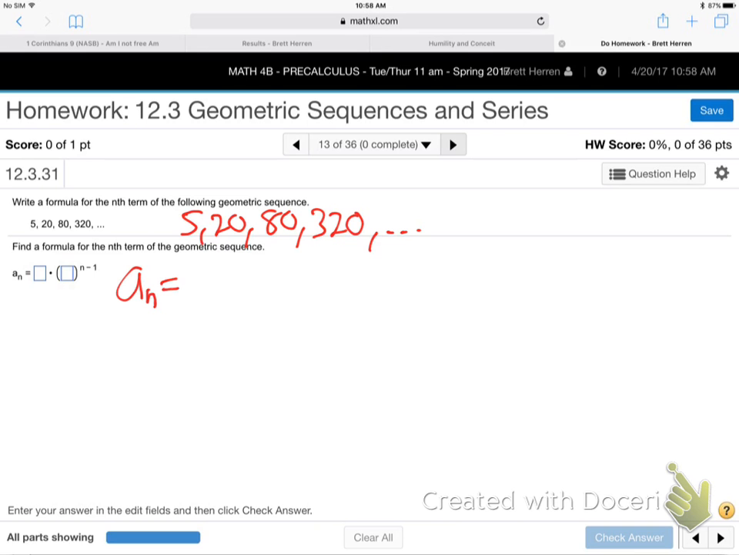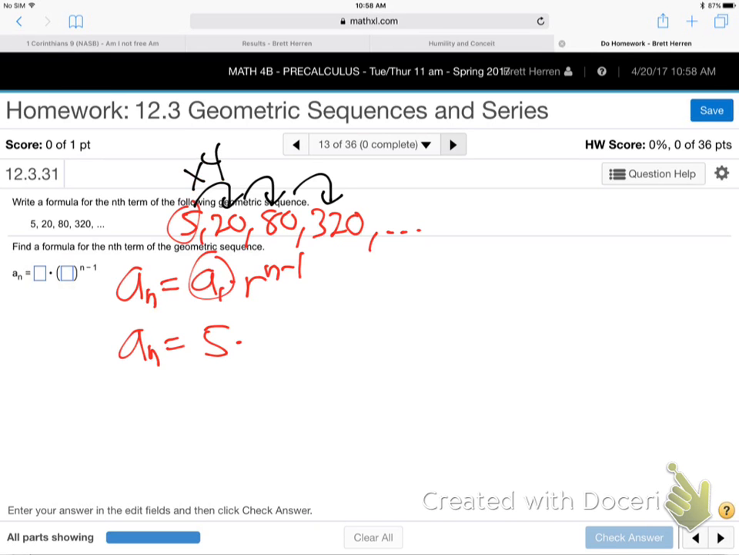So a sub n is a1 times r to the n minus 1. That's the a sub n formula for geometric. What's a sub 1? That's the first term, always in all these formulas. 5. Is that good? What is r? Remember what r is? How do we find r? R is always what's causing the jump. What's happening from term to term? It's going times 4. So that's your r.